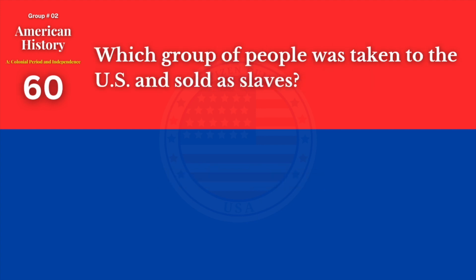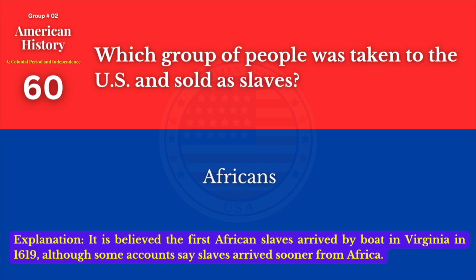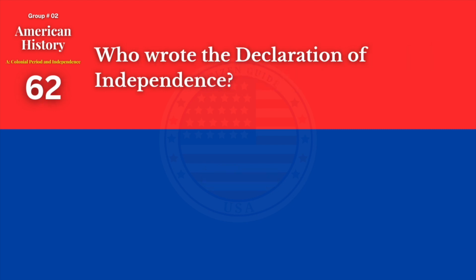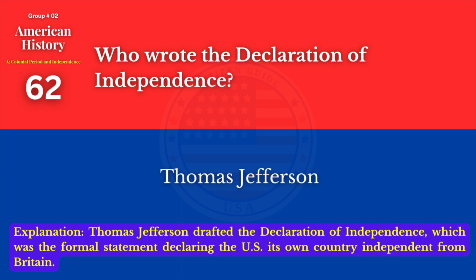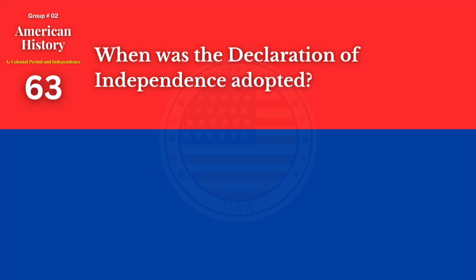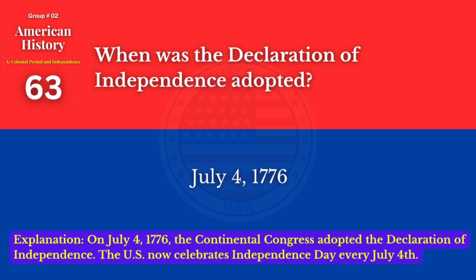Which group of people was taken to the U.S. and sold as slaves? Africans. Who wrote the Declaration of Independence? Thomas Jefferson. When was the Declaration of Independence adopted? July 4, 1776.